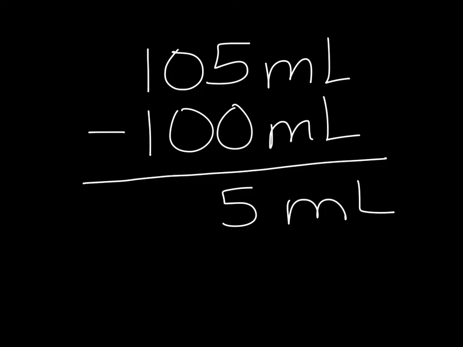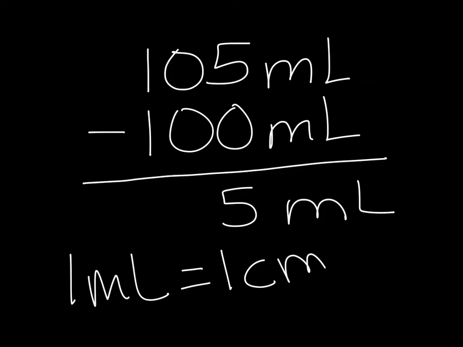So the volume of that rock is not 5 milliliters. I've got to convert it to cubic centimeters. So what I know is 1 milliliter is equal to 1 cubic centimeter. So what I know is my rock is actually 5 cubic centimeters in volume. That's how much space it takes.